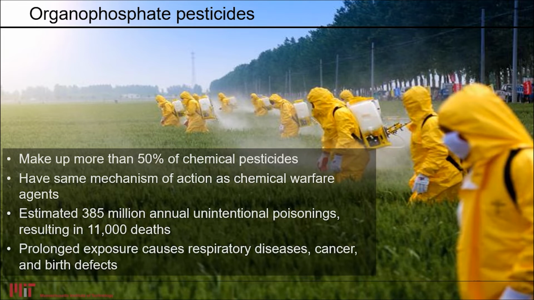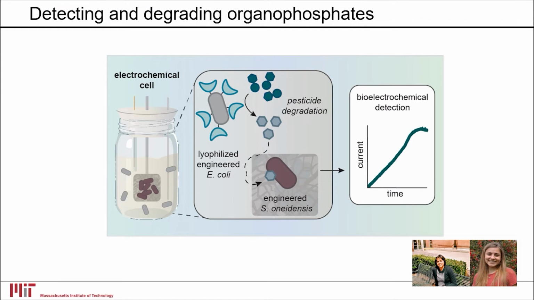It's estimated that there are about 385 million annual unintentional poisonings, resulting in nearly 11,000 deaths because of access to these chemicals. Not only is acute exposure a problem, but prolonged exposure is known to cause respiratory illnesses, diseases, cancer, and birth defects.